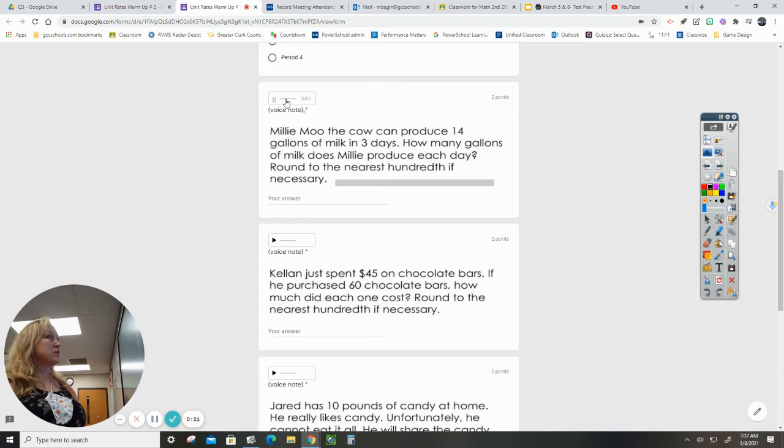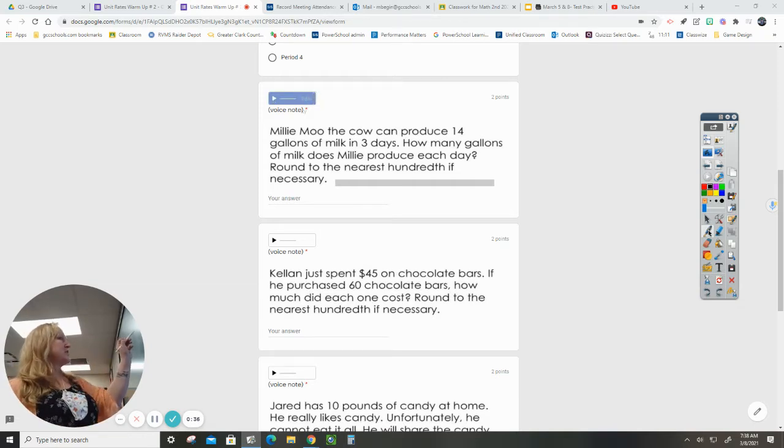Millie Moo the cow can produce 14 gallons of milk in 3 days. How many gallons of milk does Millie produce each day? Round to the nearest hundredth, that's 2 decimal places, if necessary.